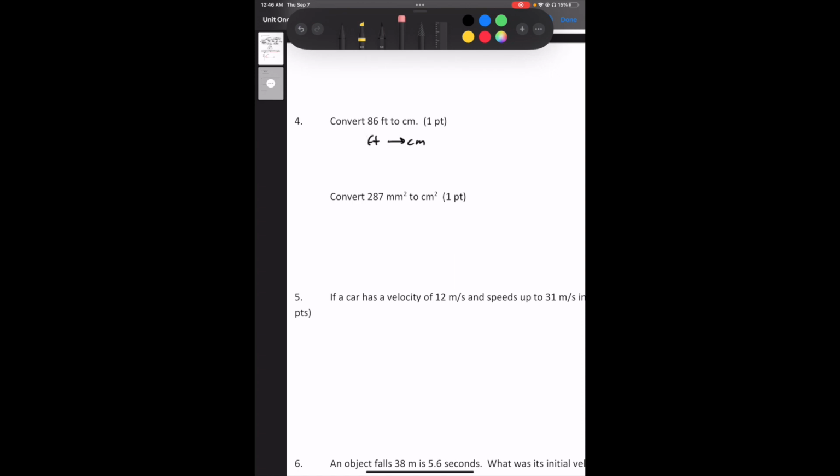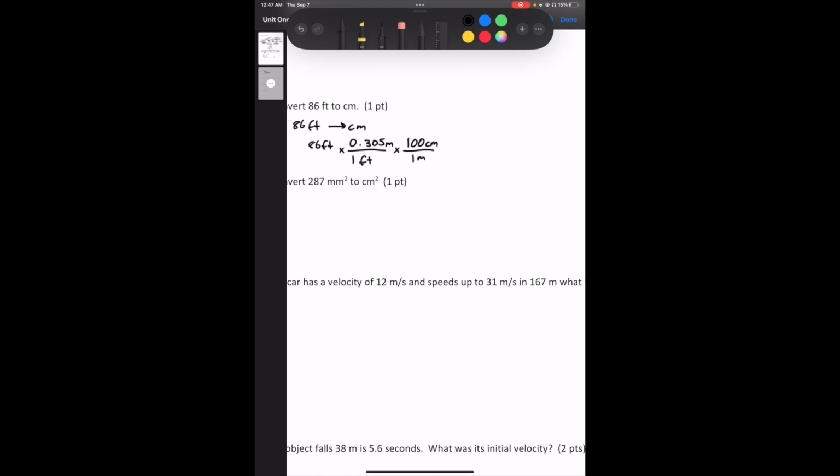So let's see. 86 feet to centimeters. So first we can try to get feet to meters. That works. So in 1 foot, there's around 0.305 meters. And to get from meters to centimeters, finally, we know that there are 100 centimeters in a meter. These units will cancel out, and the meters will cancel out. And if we multiply everything together, we should get around 2,623 centimeters.